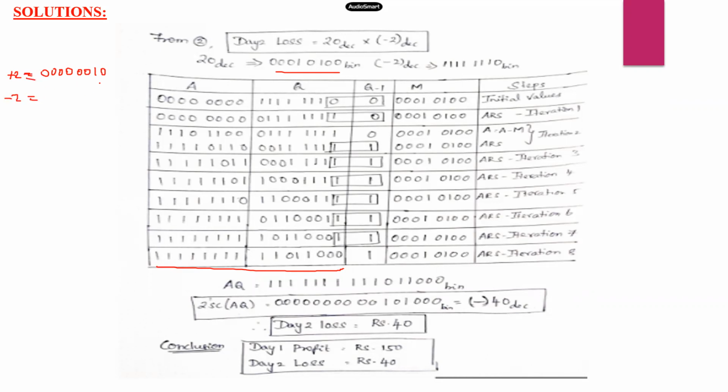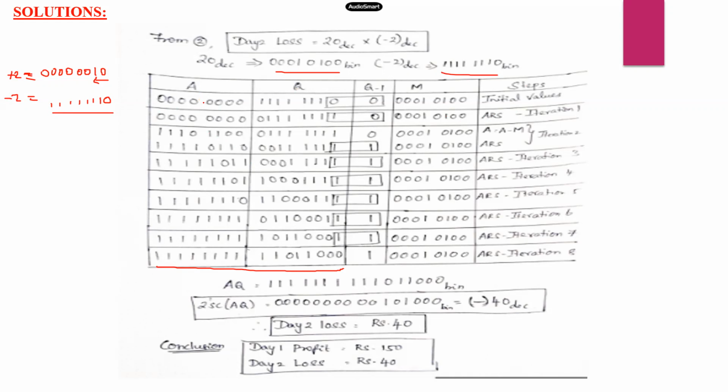I already told how to take the 2's complement of a plus number: up to the first 1, you write it as it is, so 0, 1. The remaining bits, you take the complement: 0 means 1, 0 means 1, and the rest also 1. The final result is four ones then 1110. So minus 2 is four ones, 1110. Then you apply the Booth multiplication algorithm.